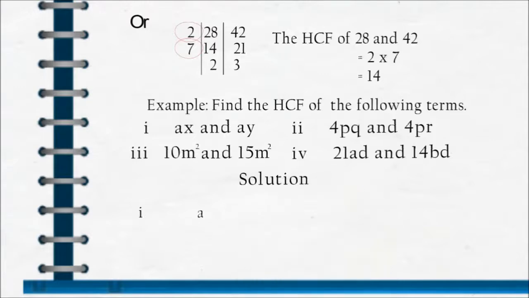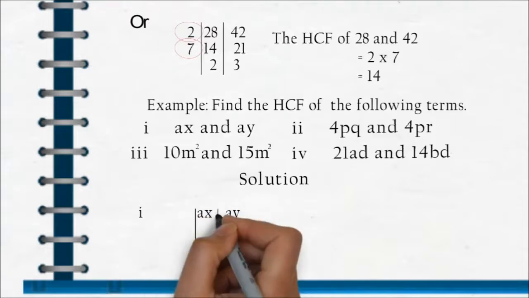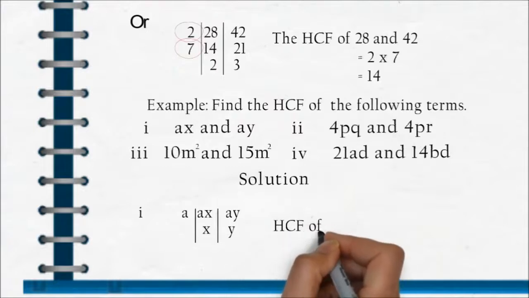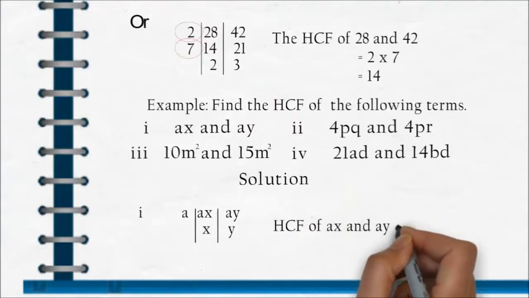In number 1, we have AX. We place AX side by side with AY. So we divide. Now, what is common that we can use to divide AX and AY? A. We have A here and we have A on the other side. So A will divide AX and AY. A divide AX, we're left with X. A divide AY, we're left with Y. What that means is the HCF, therefore, of AX and AY will be A.